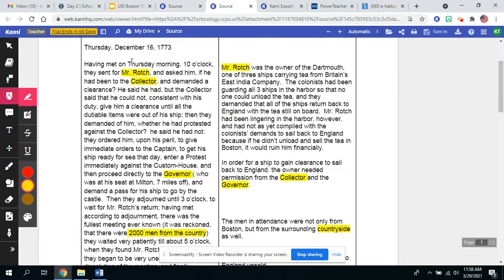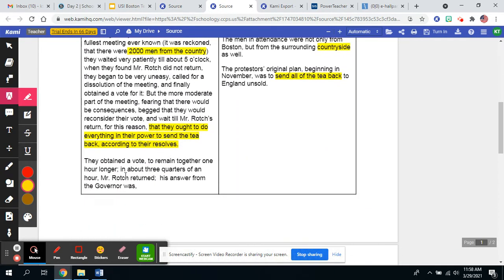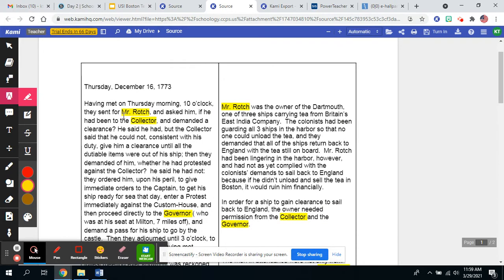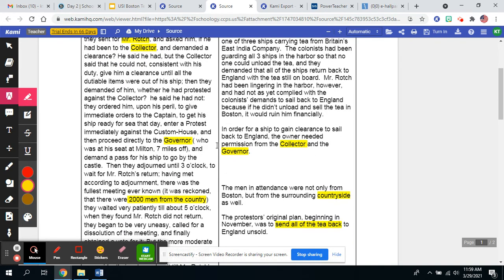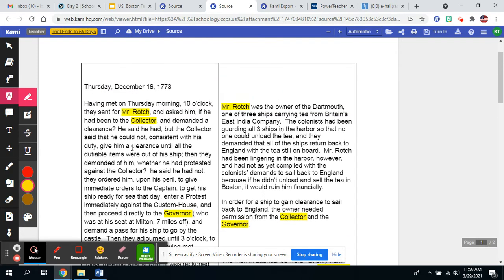Source number 2 is just on the left side here of our column. The right side, if you see, matches up with the highlighting that you see on the left. So you've got Mr. Roch here, Mr. Roch here, collector here, governor here, and so on and so forth. The right side gives you little explanations of people, terms, and other items that we may not have talked about yet and you may not be as familiar with. So again, same deal here. If you're working on this source, you read it and highlight words you don't know in red and highlight important information in yellow.